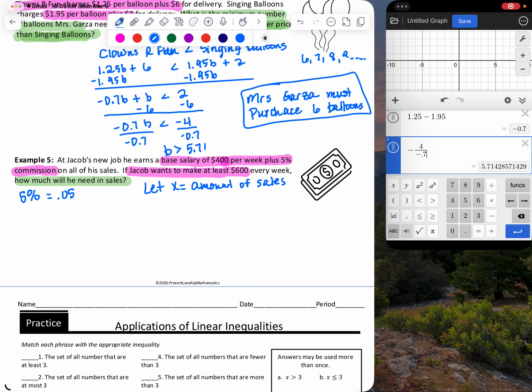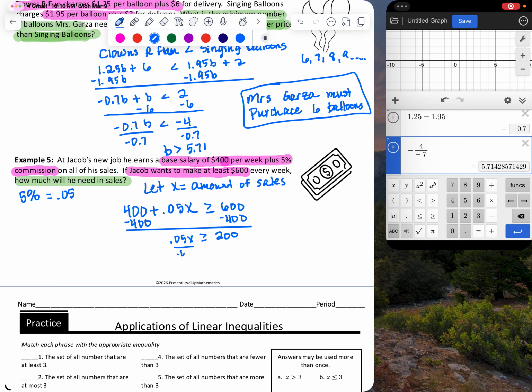All right, welcome back. All right, what I did is I wrote an inequality and I said that Jacob will earn $400 plus 0.05 times his amount of sales. And I know he wants to make at least $600, so greater than or equal to 600. So that's my inequality. Then I solved it by subtracting 400 from both sides. So that gives me 0.05x is greater than or equal to 200.